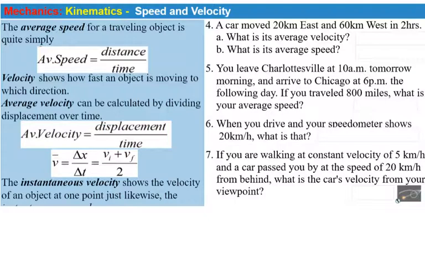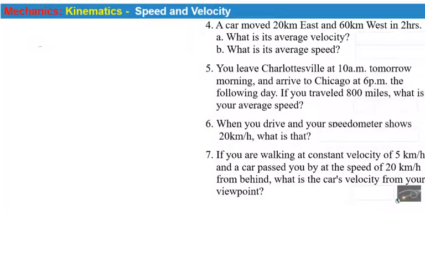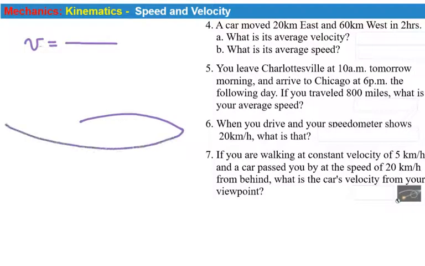Let's look at the example for number 4. Number 4 says, a car moved 20 kilometers east and then 60 kilometers west in 2 hours. And you have to calculate average velocity and average speed. If you're calculating average velocity, that's the displacement. If you move 20 kilometers east and then 60 kilometers west, then the displacement is 40 kilometers. And that took you 2 hours. So that gives you 20 kilometers an hour.